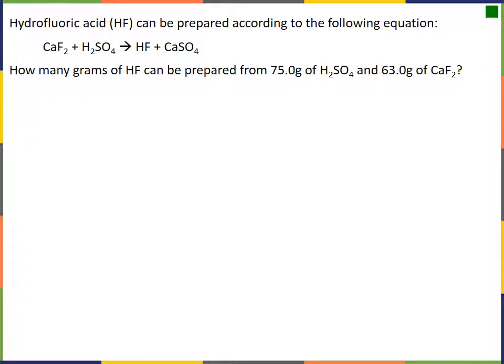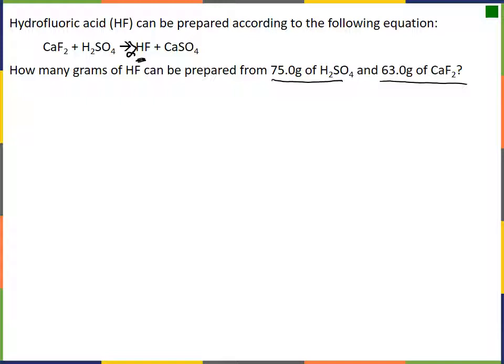So let's do this one. We want to know how much hydrofluoric acid we can make from the reaction of 75 grams of sulfuric acid with 63 grams of calcium fluoride. Step 1, balance the equation. 2 fluorines on the reactants, so I need 2 on the products, and the equation is balanced.